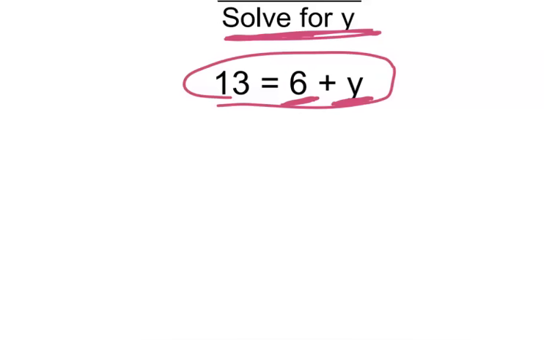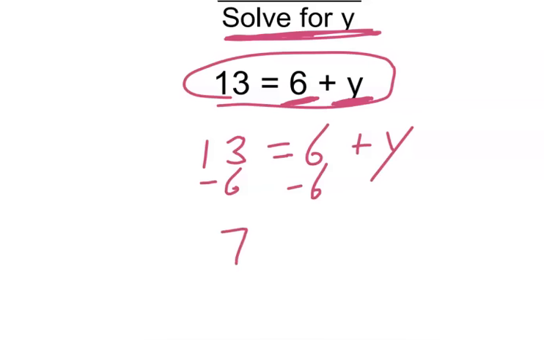So let's go ahead and do that. We have 13 equals 6 plus y. Looks like we're doing addition. We're always going to solve by doing the opposite operation, so we're going to subtract 6 from both sides. Then we have 13 minus 6, and that's 7. So we have 7 equals a positive 6 and a negative 6 become 0, y. So 7 equals y, or you can write it y equals 7. That's all you have to do to solve for that.